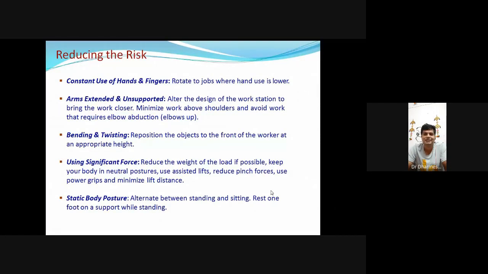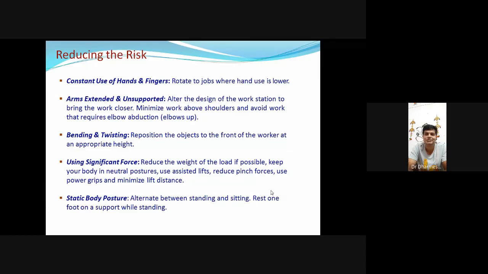Whether the arms are extended and unsupported, in that case alter the design of the work station to bring the work closer. These are some factors we need to consider to reduce the risk. If the arms are extended or unsupported, we need to alter the design of the work station to bring the work closer. As I told you at the start of this webinar, it's not rocket science. It's very logical, and we need to apply it to the body part of the patient.